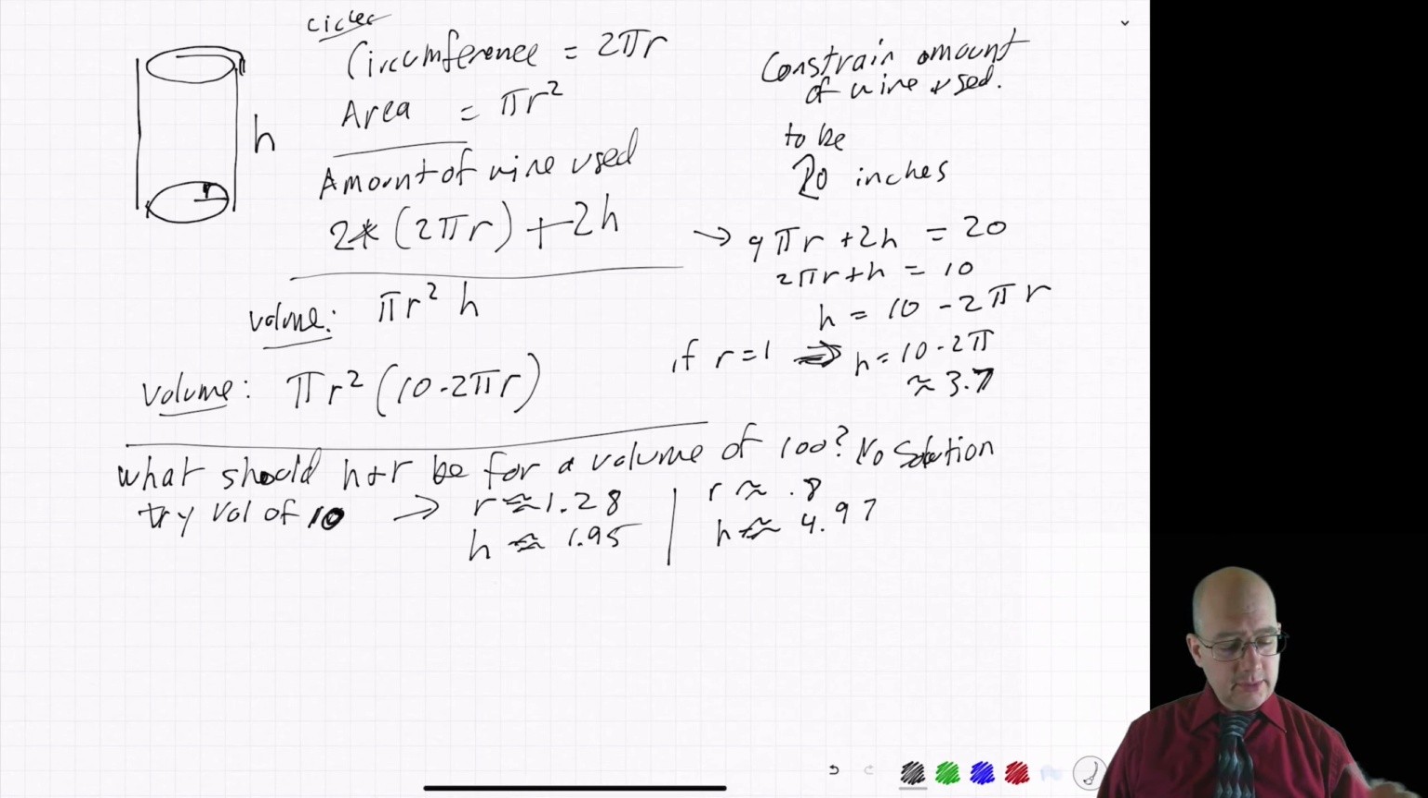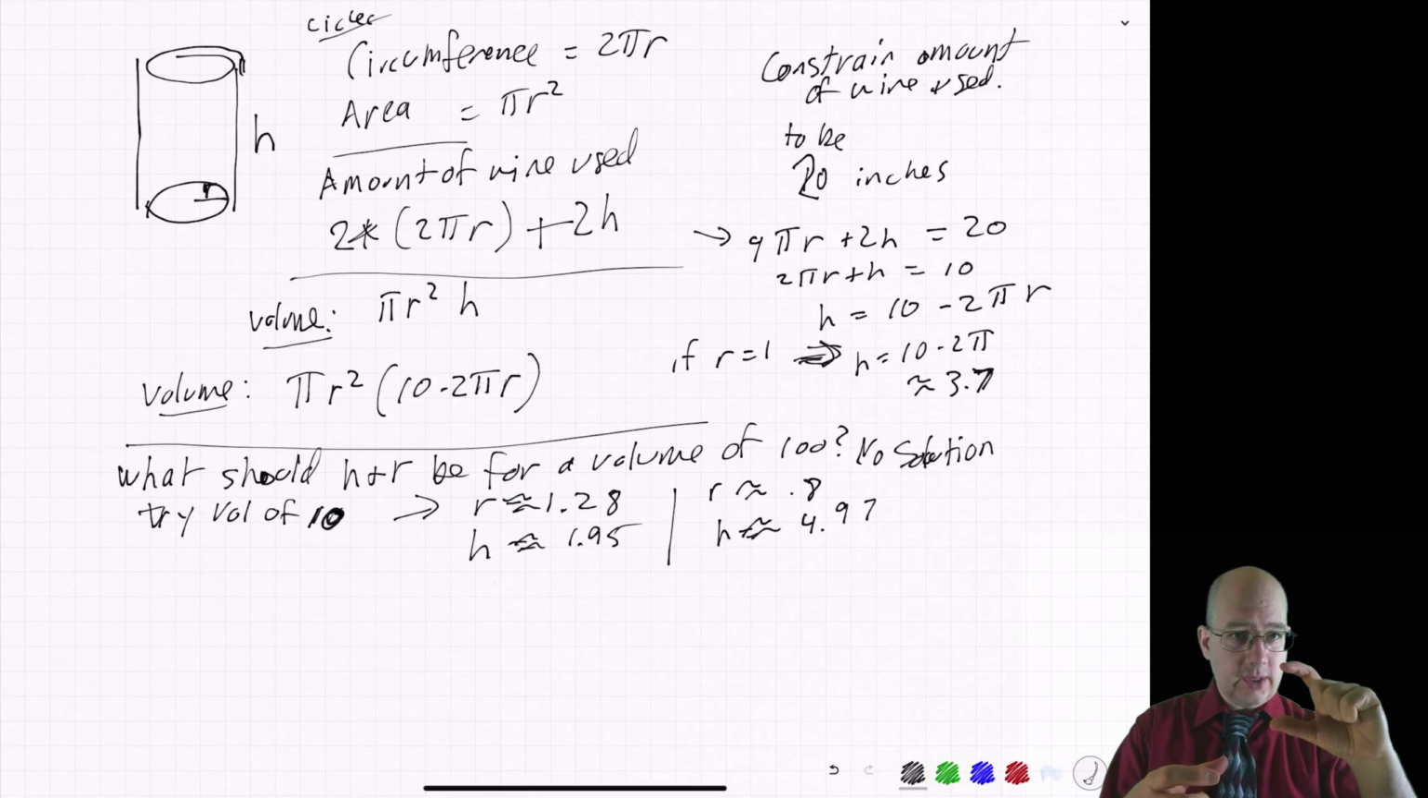So we got positive numbers for both. We got the volume we wanted. So that's that. We have 2 solutions. So you can make one with a sort of a fatter base and shorter height, or one that's really long and tiny base. They'll have the same volume.